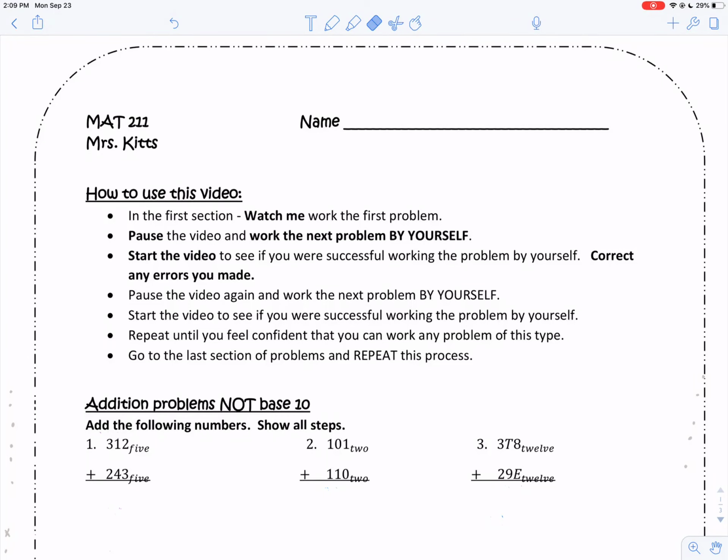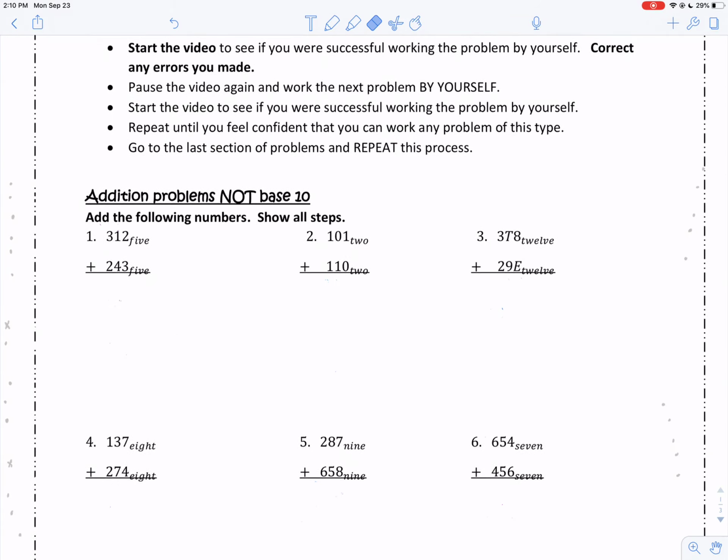In this video, we'll be working some extra problems where we add numbers that are not in base 10. As with the other video of extra problems, please watch the first one and then pause in between each additional one to see if you work the problem correctly. You can stop when you feel very confident with this process. So the very first problem, we're going to be adding in base 5.